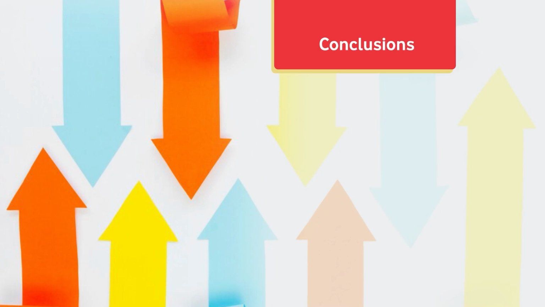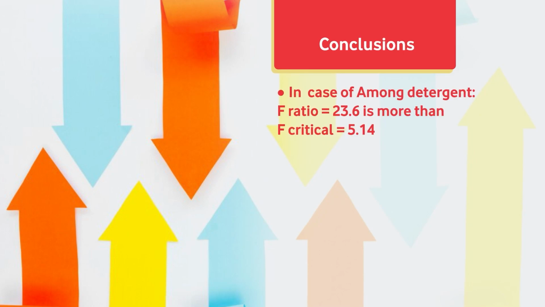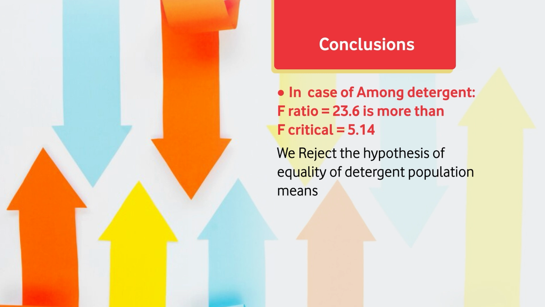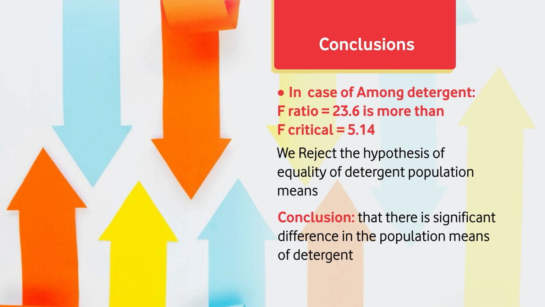Conclusion: in case of among detergents, the F ratio is 23.6, which is more than the F critical value obtained from the table, which is 5.14. So we reject the null hypothesis, the equality of the detergent population means. Conclusion: there is a significant difference in the population means of the 3 detergents. That means all the 3 detergents are not performing equally well. Some detergents have better performance, better washing quality, as compared to the others. So we may be interested in finding out which detergent is giving the highest washing quality. That we can do from the mean values.